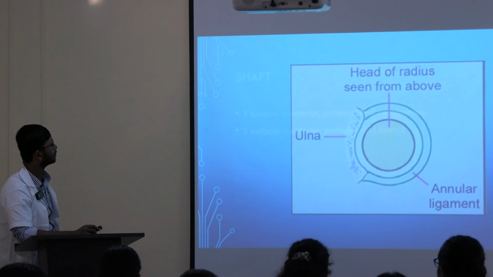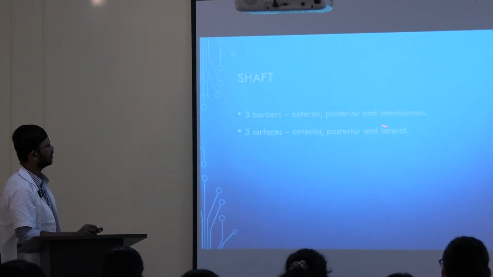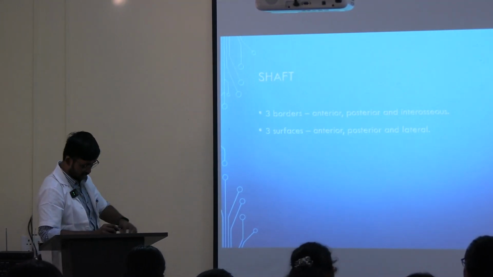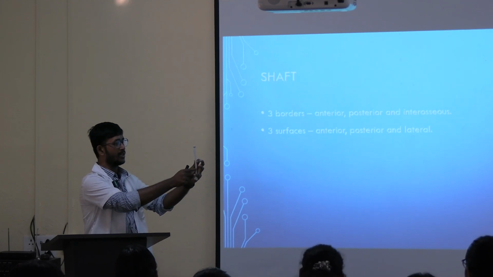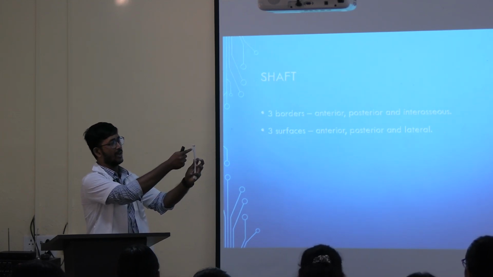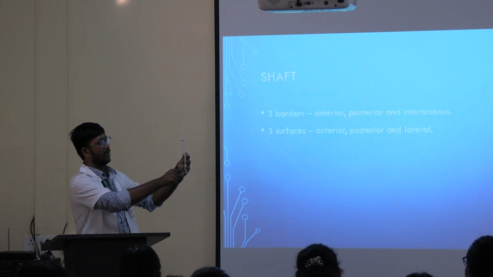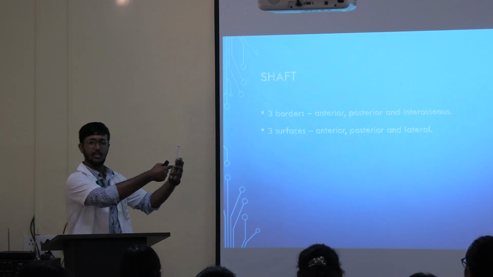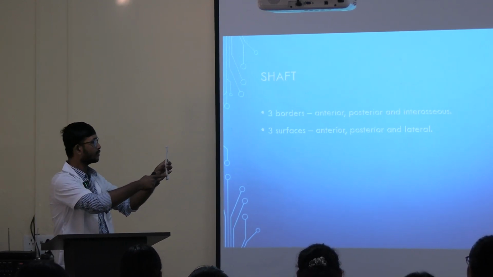Now the shaft has three borders: anterior, posterior, and interosseous. The anterior border is in front. Here we have the anterior border forming an oblique line. It forms an oblique line from the front of the radial tuberosity and comes downwards. And this medial sharp border is the interosseous border. And posteriorly we have the posterior border.